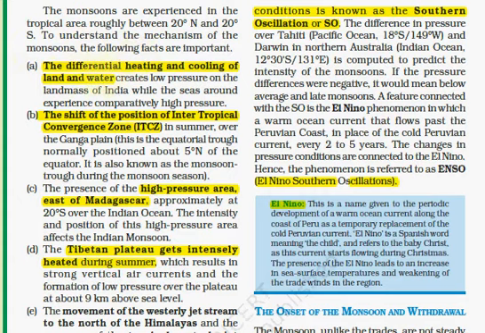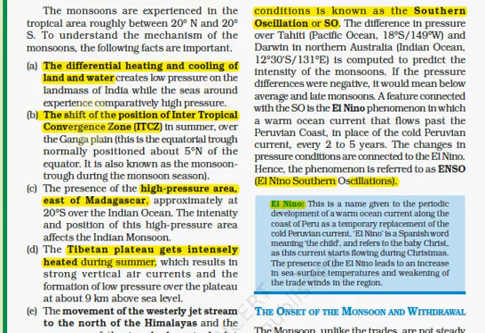There is differential heating and cooling of land and water, which creates low pressure on the landmass of India while the seas experience high pressure. Previously we saw that in case of pressure, air flows from high pressure to low pressure. This is important to understand the direction of winds.